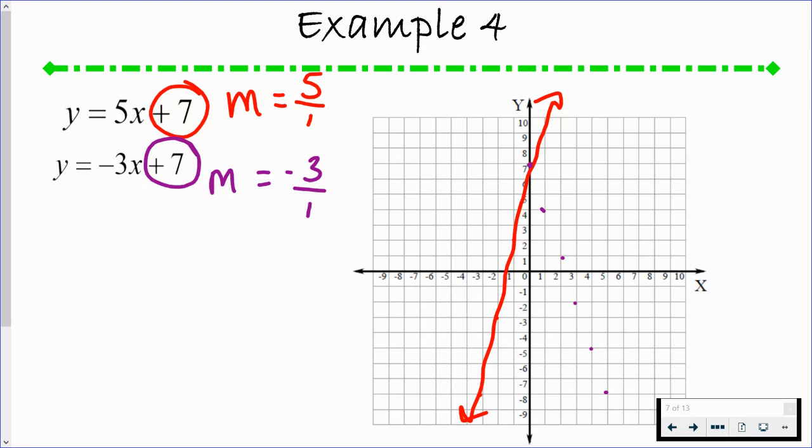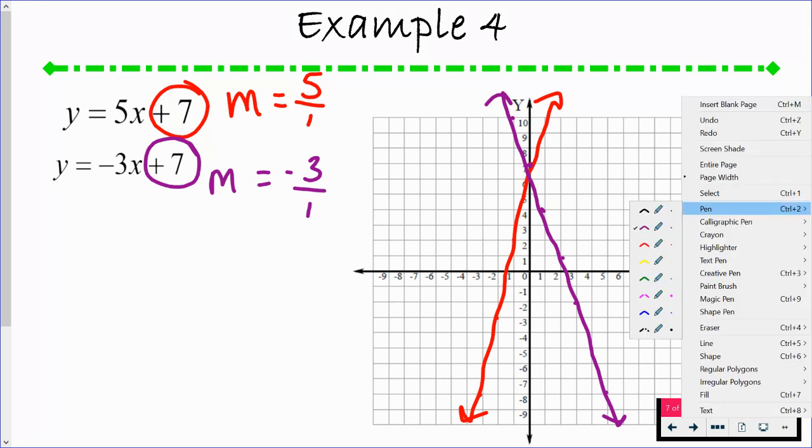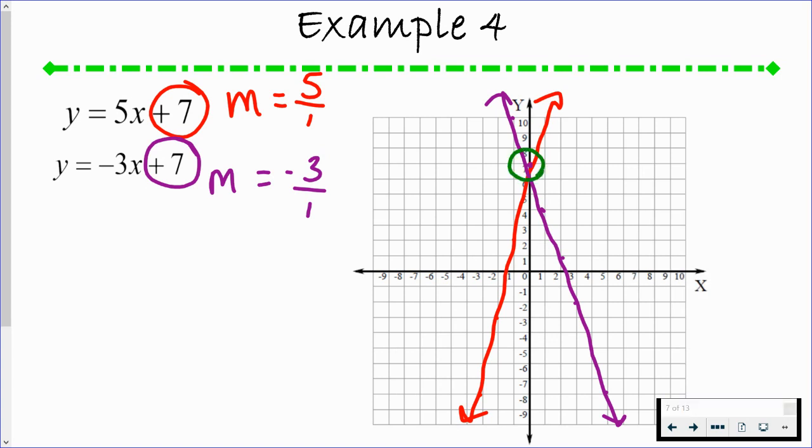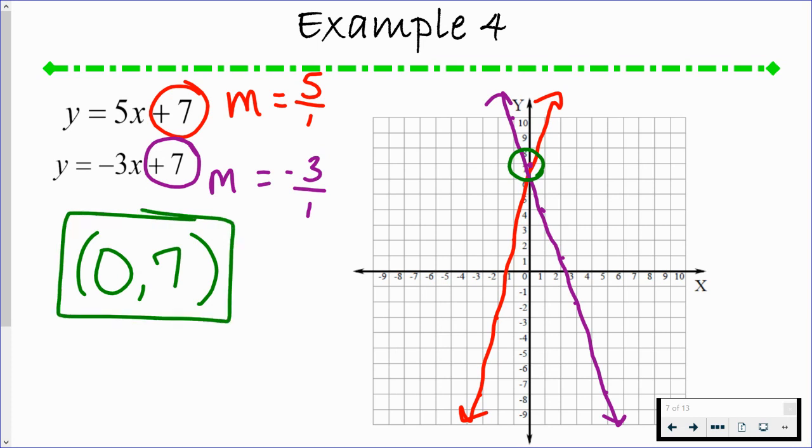So my reversing here would be to go up 3, left 1. Okay. Remember, if you have a negative slope, then your line should start up high and go down low. Okay. Now, if you notice with these two lines, this is where they intersected. And don't forget that point, it's on the y-axis, it's 0, 7. So there's one solution. That's the only time these two lines will ever cross. Okay. So those are our 4 examples as far as graphing goes.